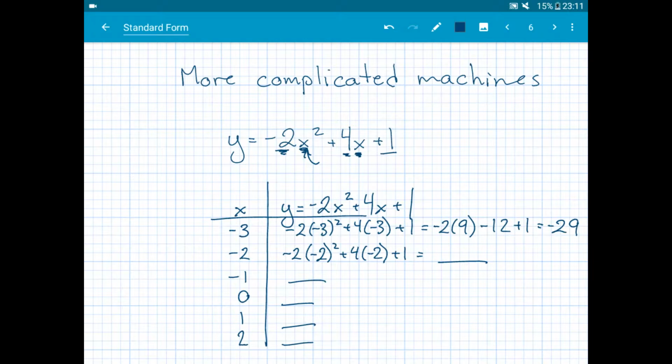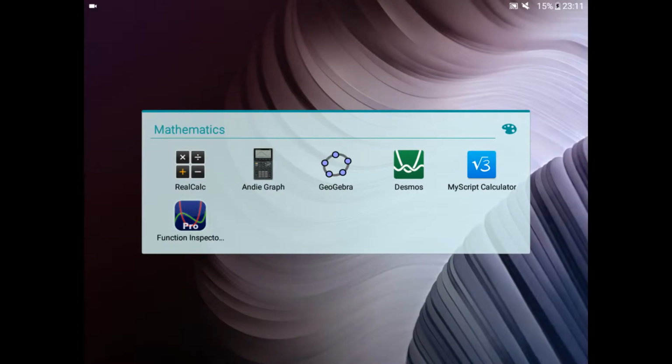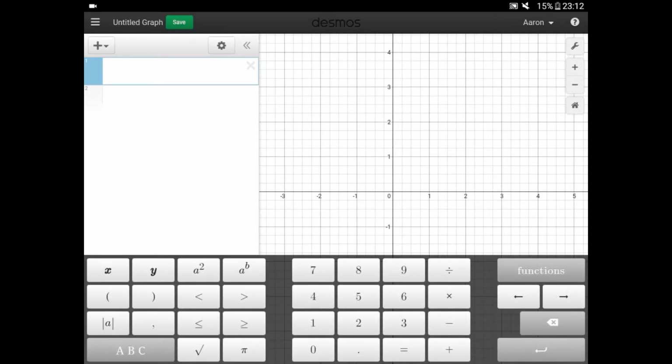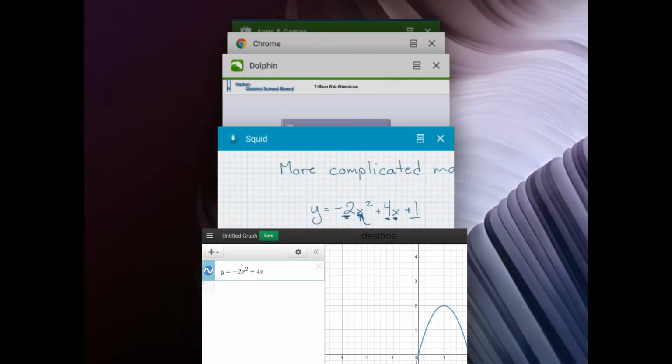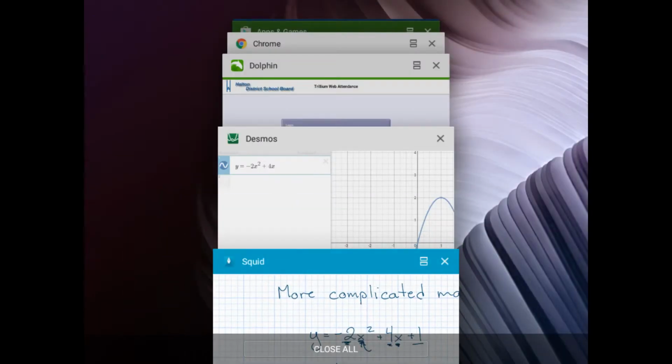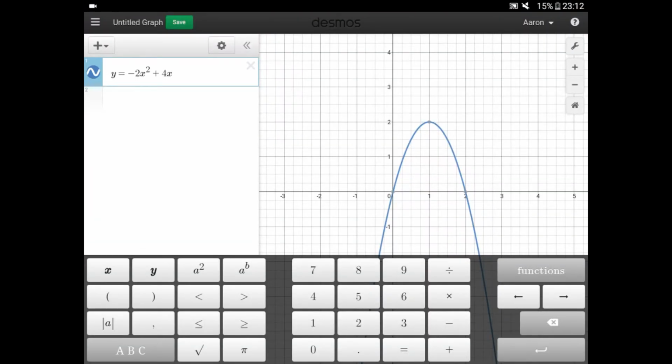And so what you'll find is a graph that looks like this one, and I encourage you to use Desmos to do these types of things. Let me get rid of this graph here. We're going to get y equals minus 2x squared plus 4x plus 1.